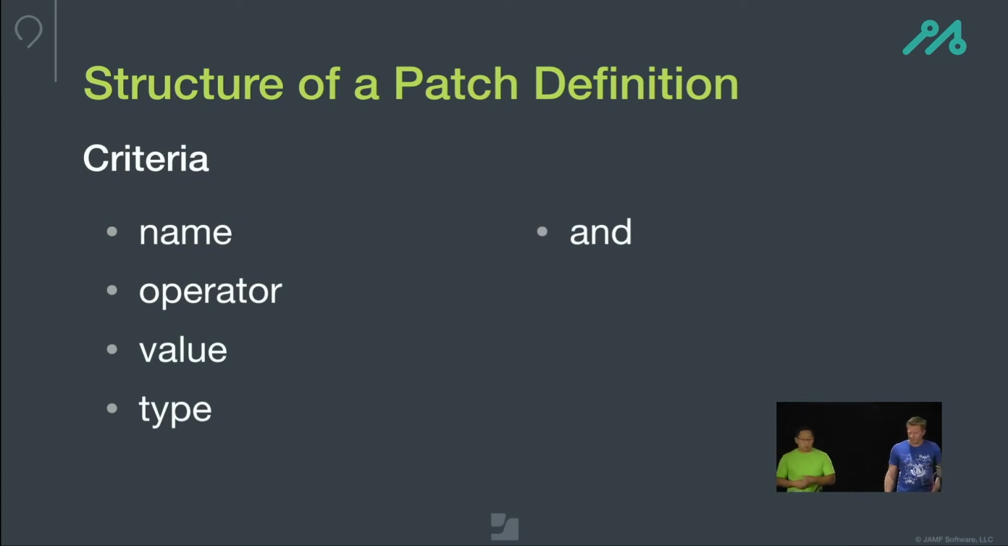And then finally, we get to criteria. Criteria is very much like smart groups, which you guys are used to. It includes name, operator, value, and type. And then you can create them together, and it'll just AND them all together. That's it. Particular note: the smart groups in a patch definition do not have parentheses.